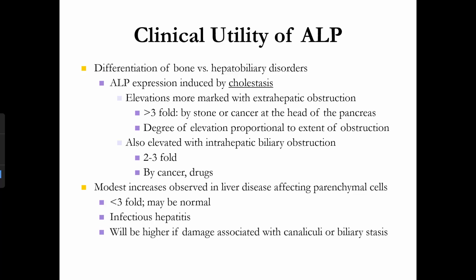The clinical utility, differentiation of bone versus hepatobiliary diseases. So ALP expression is induced by cholestasis. Elevations are more marked with extrahepatic obstruction, greater than 3-fold, by stone or cancer at the head of the pancreas. The degree of elevation is proportional to the extent of the obstruction. It's also elevated with intrahepatic biliary obstruction, 2 to 3 fold, by cancer or certain drugs. Modest increases are observed in liver diseases affecting parenchymal cells. Less than 3-fold may be normal. Infectious hepatitis, and it will be higher if the damage is associated with canaliculi or biliary stasis.